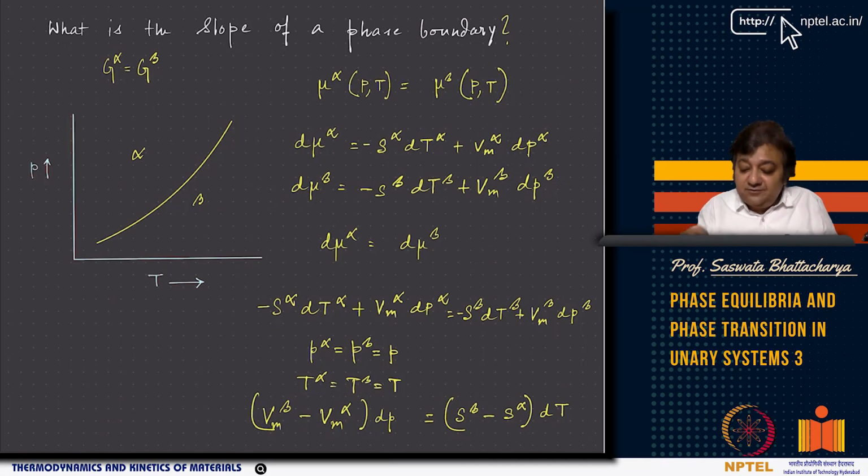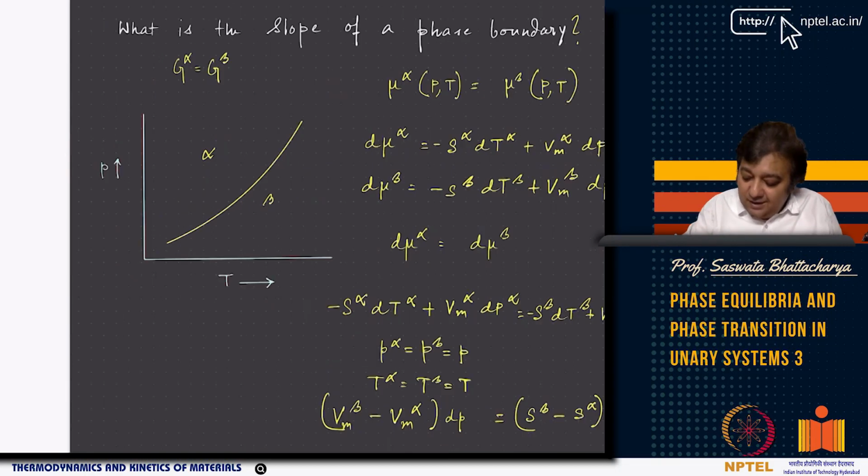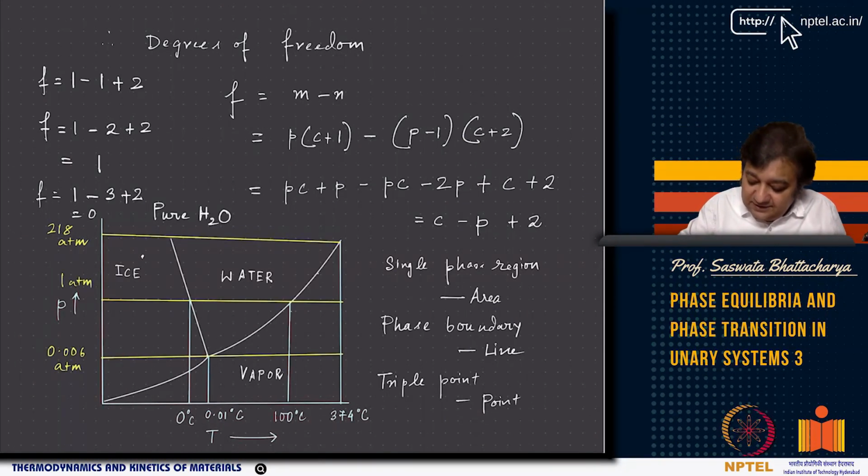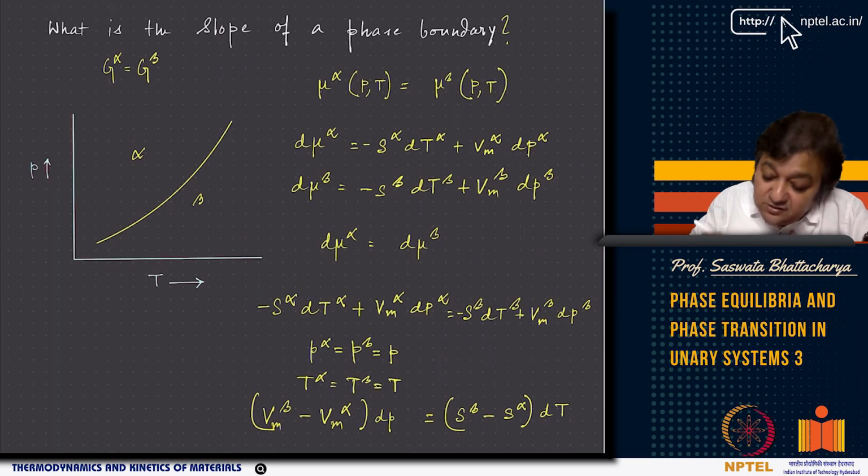Now, one very important question, we have these slopes, but how do you determine the slopes? What is the equation that determines the slopes? So, we move on to something called the Clausius-Clapeyron equation. Again, the derivation is very simple. I'll quickly go through it.